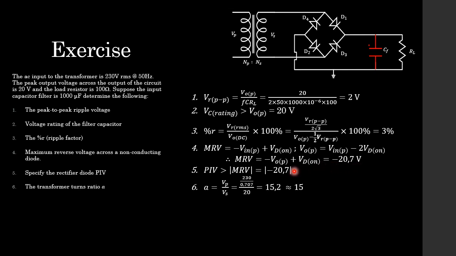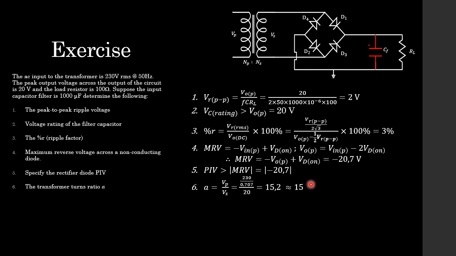Next up, students, we need to specify the rectifier diode peak inverse voltage. We know that the peak inverse voltage is our breakdown voltage, and we need our peak inverse voltage to be greater than the maximum reverse voltage. Because if it isn't, our diode is going to enter into breakdown state, and we don't want that to happen. So our peak inverse voltage when we're speccing our diode must be greater than the magnitude of our maximum reverse voltage. We know what that is, so the magnitude of negative 20,7.